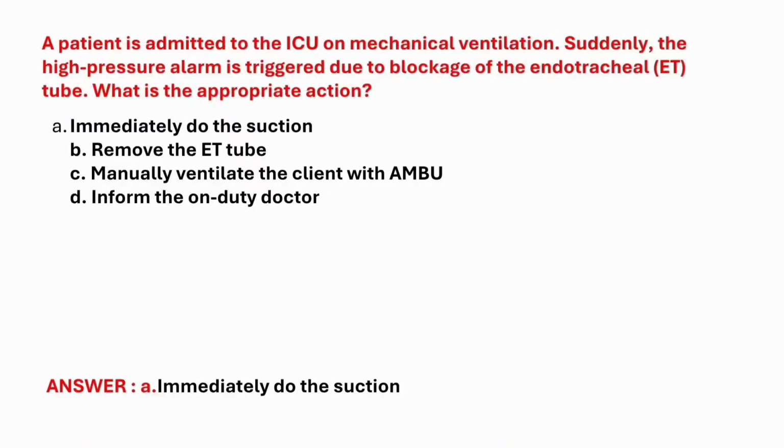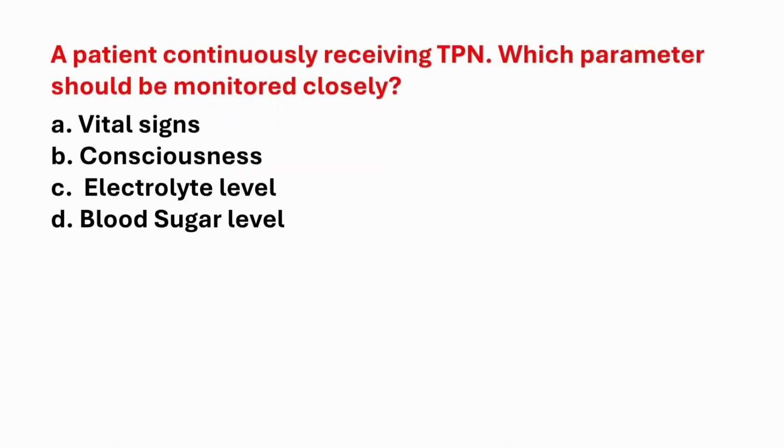Immediately do the suction. For a patient continuously receiving TPN, which parameter should be monitored closely? A. Vital signs. B. Consciousness. C. Electrolyte level. D. Blood sugar level. The correct answer is D.